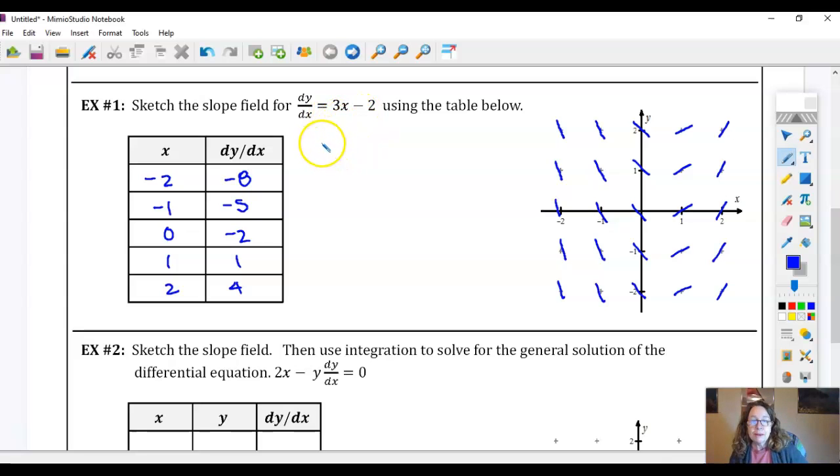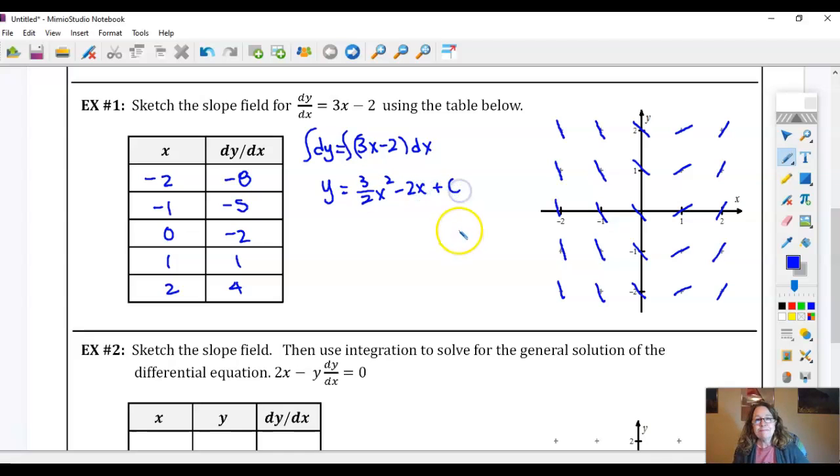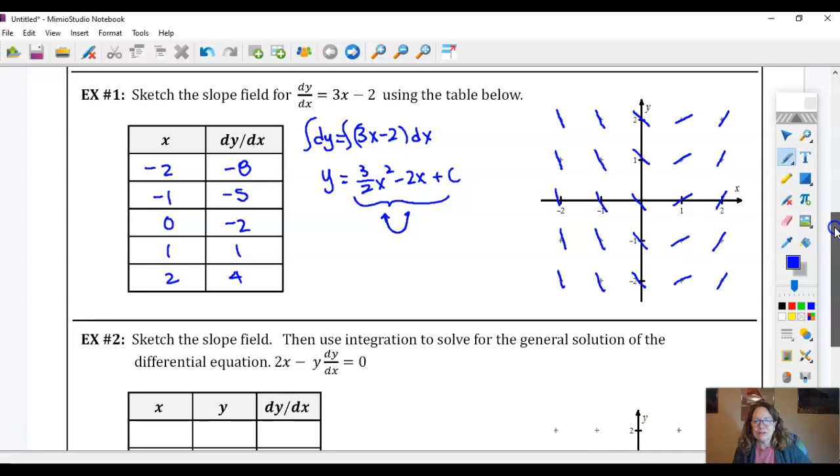If we were to do our separation of variables here, so dy equals 3x minus 2 dx, and take the integral of both sides, we'll have y equals 3/2 x squared minus 2x plus c. This is a quadratic, and we know that a quadratic is a parabola. Doesn't that look like a parabola going on there? I think you're starting to see the relationship between them.